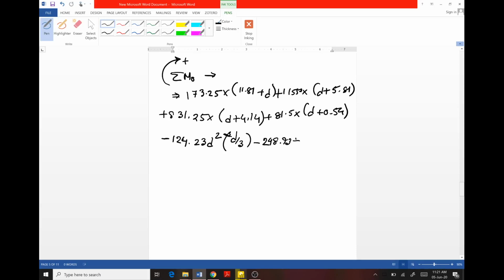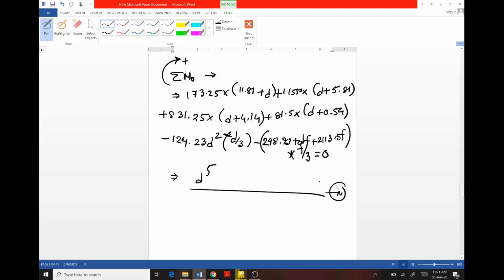Then 248.93 plus df plus 2113.5f into f by 3 equals 0. After solving this, you will get a big equation of d to the power 5 or so, and after putting the equation in the calculator, this equation will be taken as equation 4. You will solve equations 3 and 4 and you will get d equals 10.11 feet.